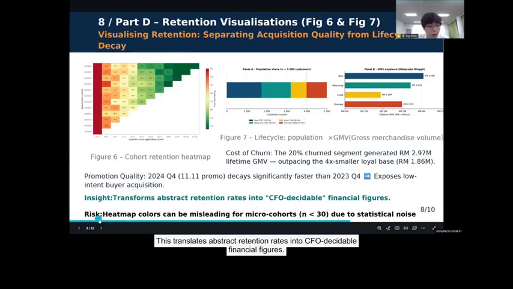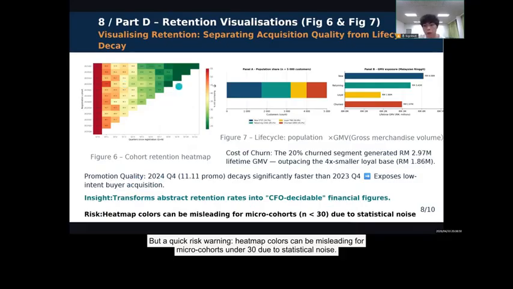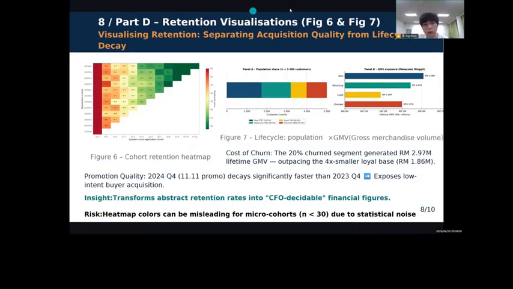But a quick risk warning: heat map colors can be misleading for micro cohorts when N is less than 30 due to statistical noise. Thank you.